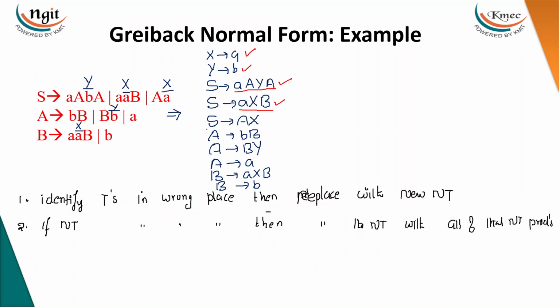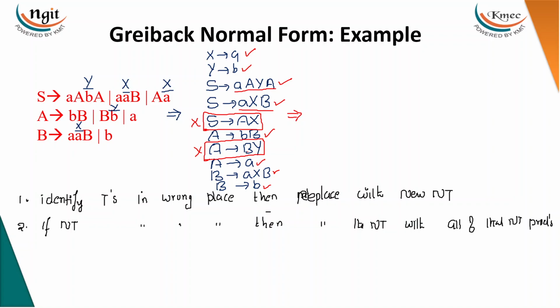But see, this is not in GNF because the first symbol must not be a non-terminal. The non-terminal is violating the rule. No problem with this. And see here, the non-terminal is violating the rule. These two are not in GNF. No problem with this, no problem with this. So what you are supposed to do, guys, if a non-terminal is in the wrong place, simply replace that non-terminal with all of its productions. First I'll go from the bottom.